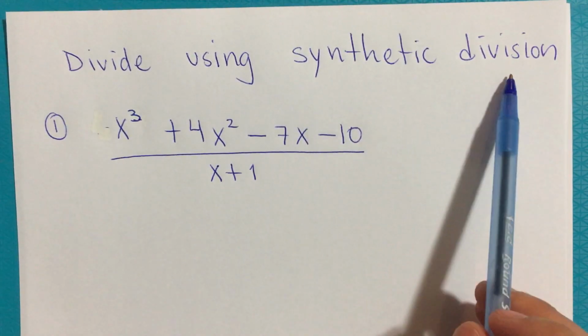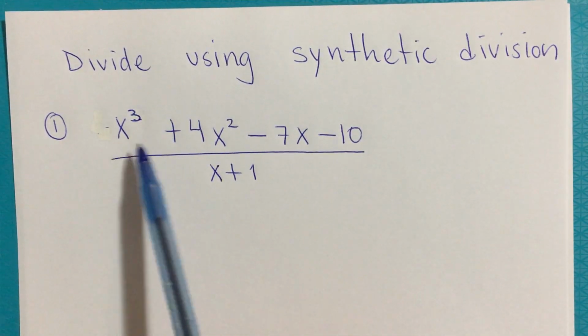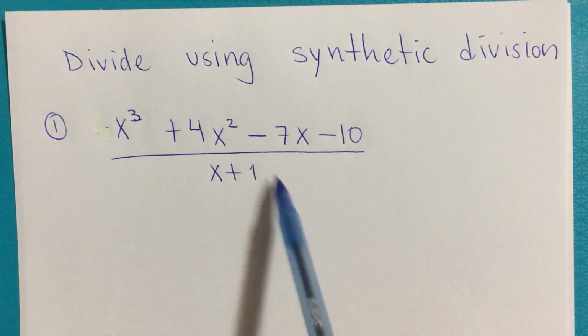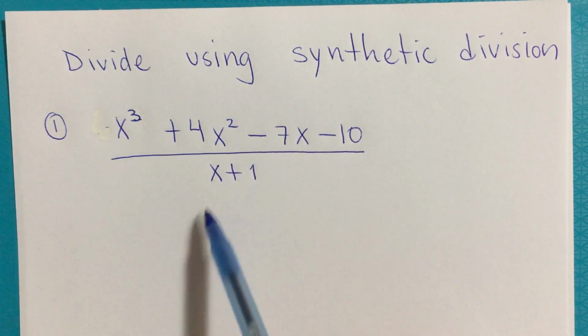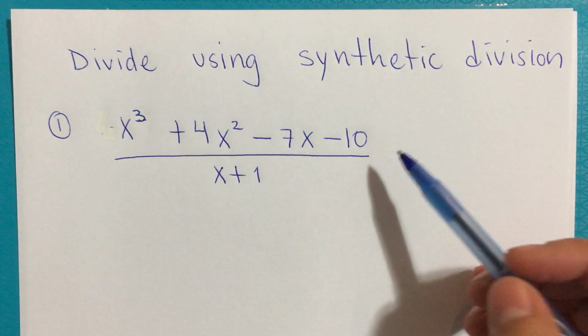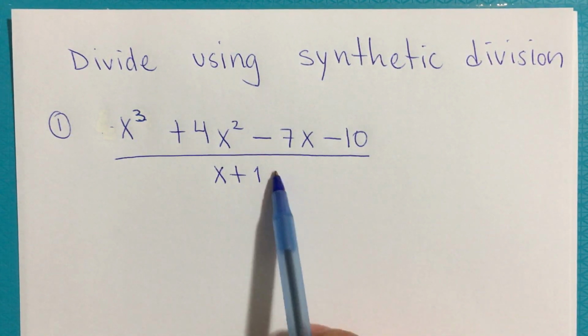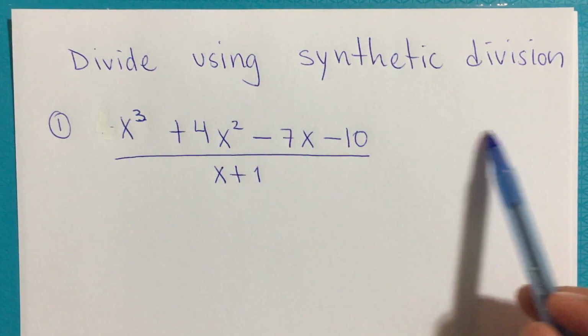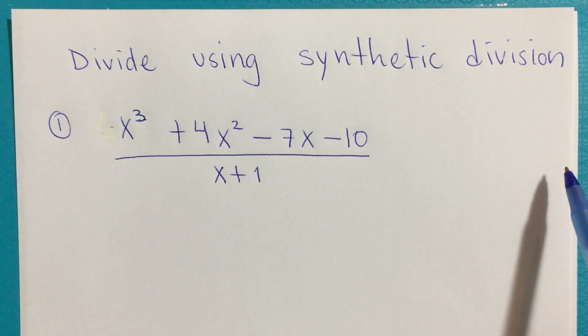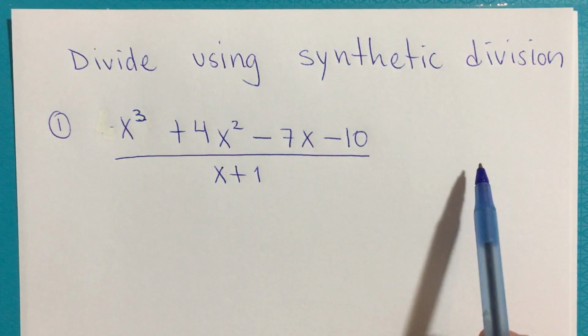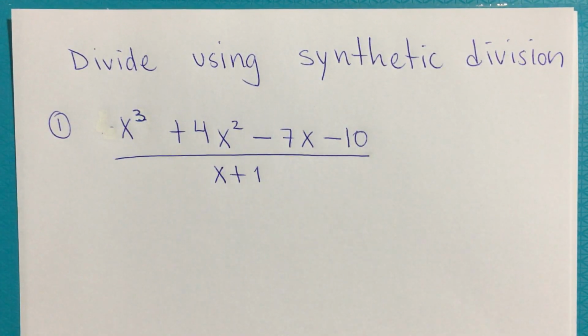And what is synthetic division? Synthetic division is when you're dividing a polynomial by a binomial with leading coefficient of 1. And when you're dividing and you get the quotient, if there is no remainder, what that means is that this will be a factor and the quotient will be another factor. So those two multiplied will give you this answer.